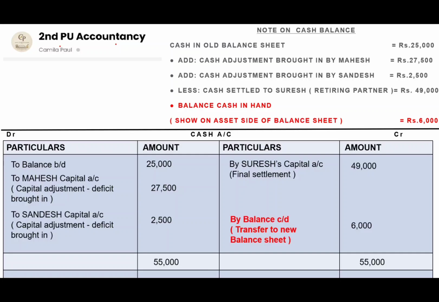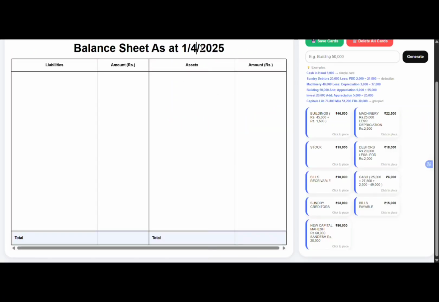We will write it as by balance carried down. So this will be the new cash balance which will be transferred to the new balance sheet. So we are going to write it even here as to balance brought down rupees 6,000, which will be taken to the new balance sheet as a new cash account. Now let's see the preparation of the balance sheet as at 1st April 2025.